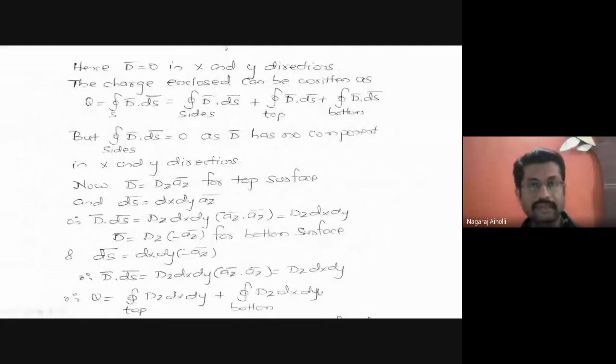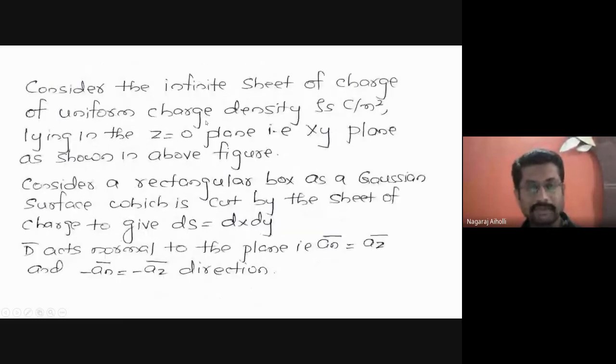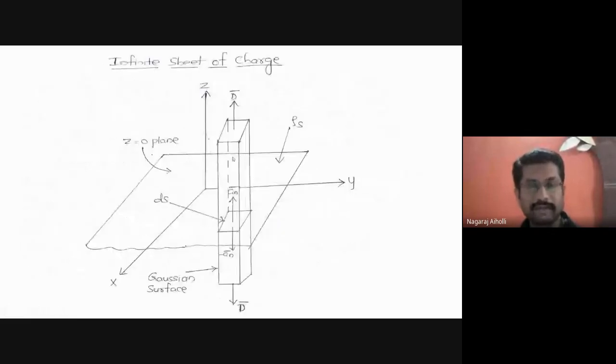The charge enclosed can be written as Q is equal to the closed surface integral of D bar dot dS bar. This is our Gauss law. That is, we are evaluating the integral for the side surface, top surface, and bottom surfaces. Evaluate the integral for the top surface, that is integral D bar dot dS bar for top surface, plus integral D bar dot dS bar for bottom surface, plus integral D bar dot dS bar for side surfaces. Clear?